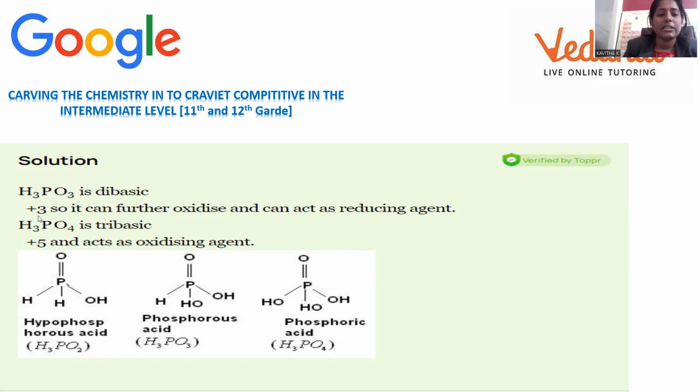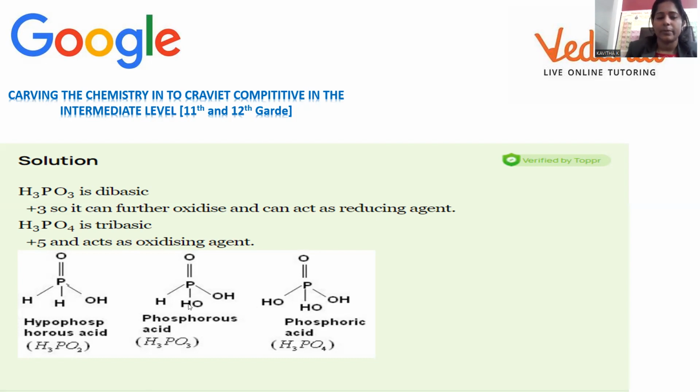So here +3 is possible and it can be further oxidized. +3 can be converted into +5. That means it is itself oxidizing. If any compound is itself oxidizing, it is able to reduce some other compound. That's why it will be oxidized to +5 and acts as a reducing agent. Okay, so this is regarding H3PO3. Strongly, it is the reducing agent.